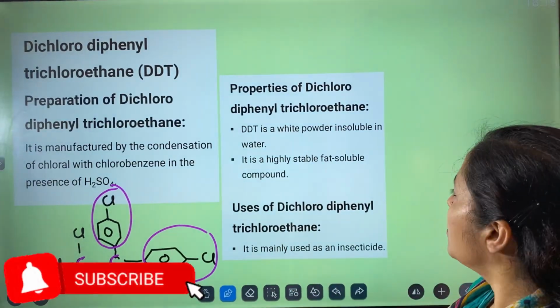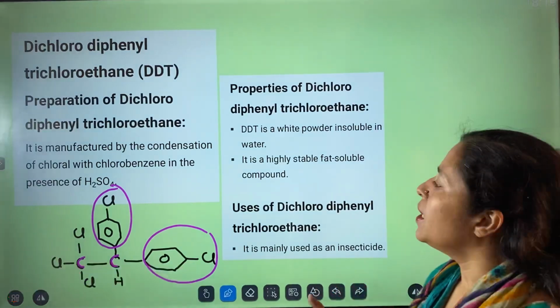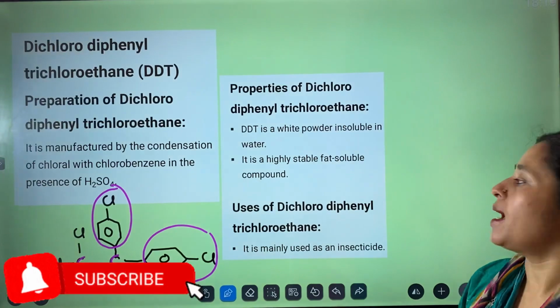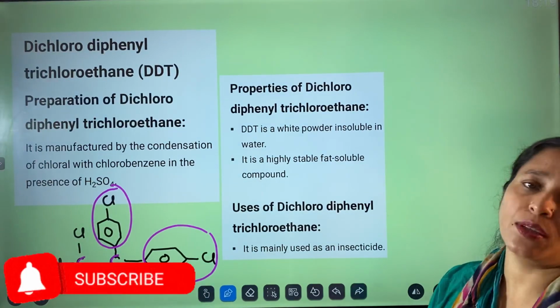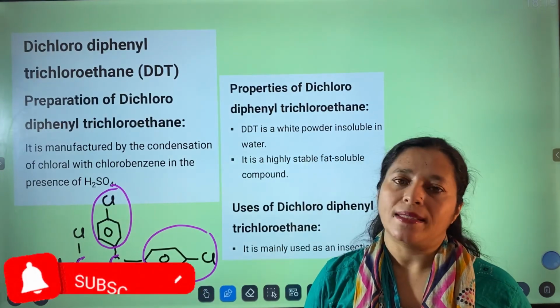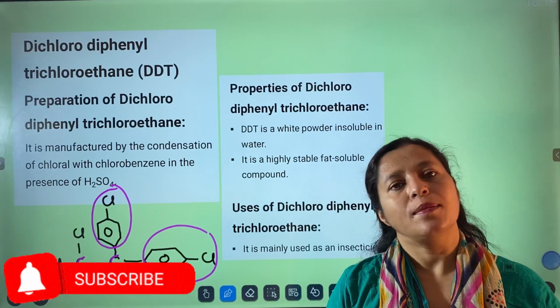It's very easy. Properties of dichlorodiphenyltrichloroethane, that is DDT: it is a white powder and it is insoluble in water. It's a highly stable compound and it is fat soluble also. As you all know, DDT is used as an insecticide in the agricultural field, but nowadays it has been banned.